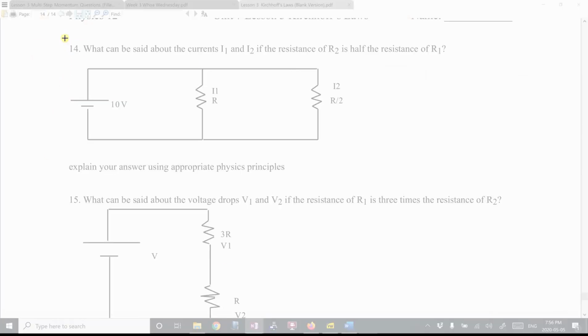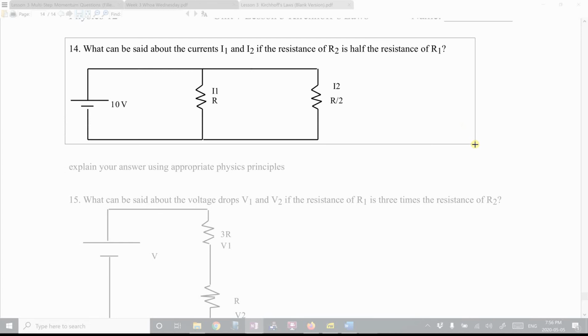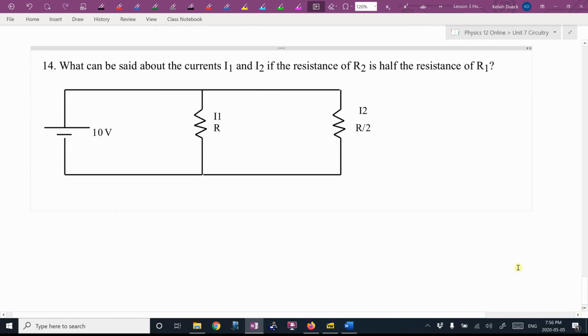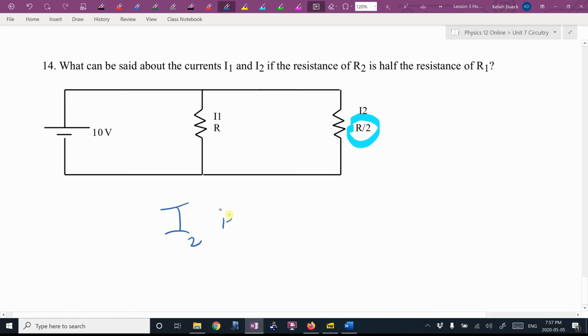I don't remember if I assigned 14 and 15, but I'll do them anyhow because I like solving relaxing circuits. This is relaxing for me. What can be said about currents I1 and I2 if R2 is half as big as R1? So if we have half the resistance right there, that means that I2 is 2 times I1. Half the resistance, twice the skiers.